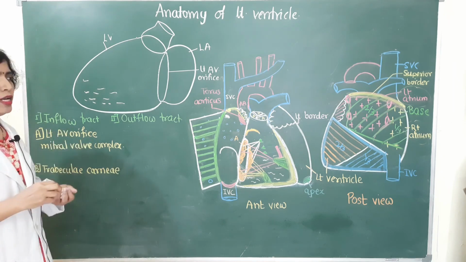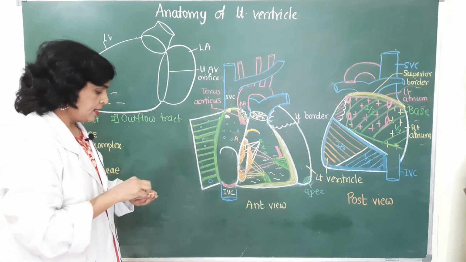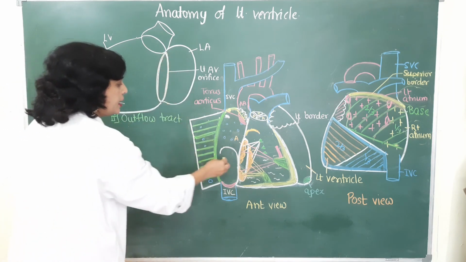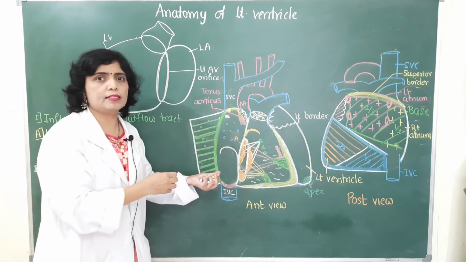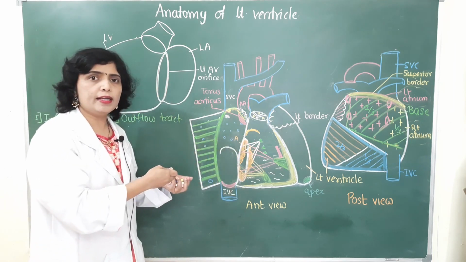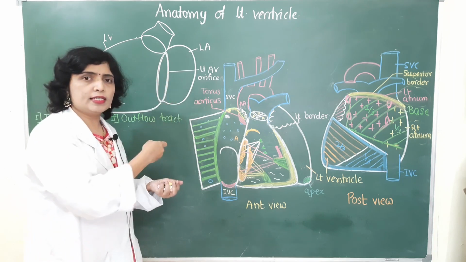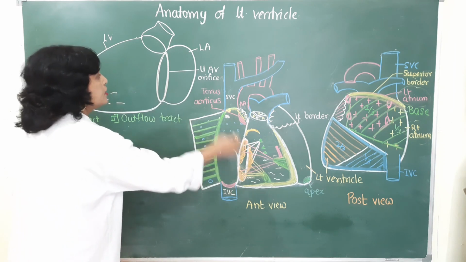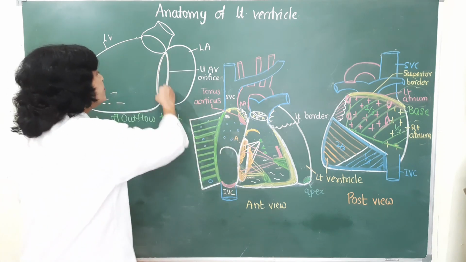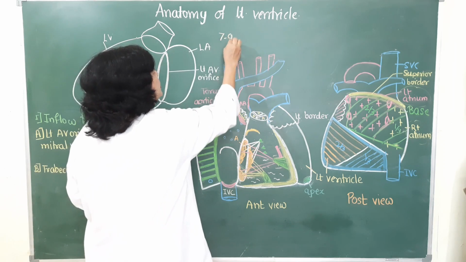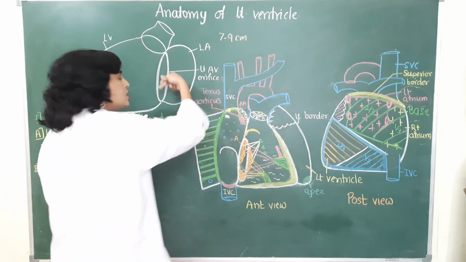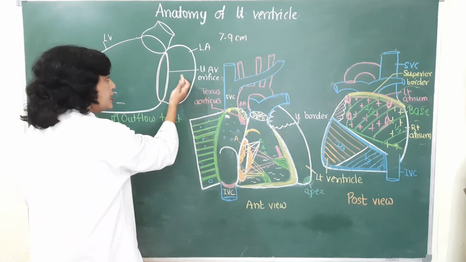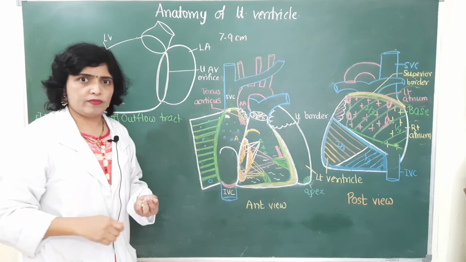Now coming to the left atrioventricular orifice. This left atrioventricular orifice is in a similar plane to that of the right atrioventricular orifice, meaning it is vertically oriented, making an angle of 45 degrees with the sagittal plane. It lies posterior and superior to the right atrioventricular orifice. Its circumference measures about 7 to 9 centimeters and it allows the passage of the tips of two fingers. This left atrioventricular orifice communicates the left atrium with the left ventricle.